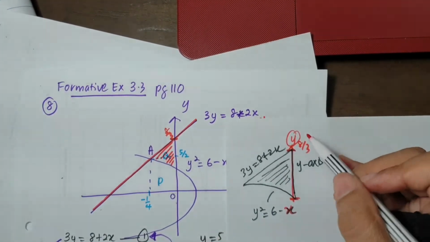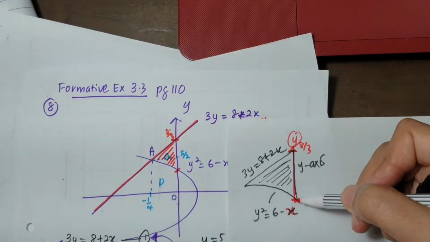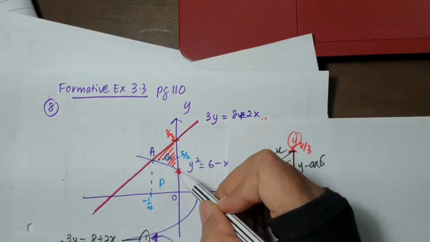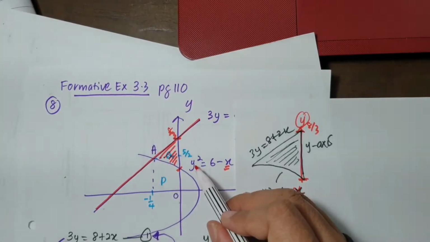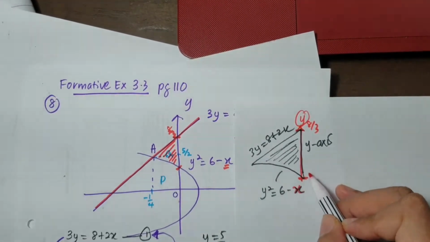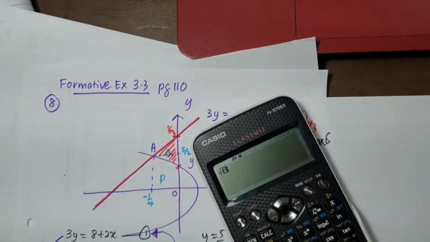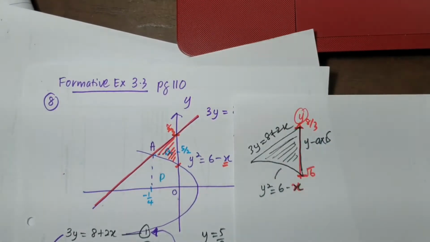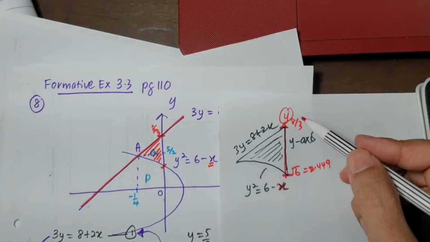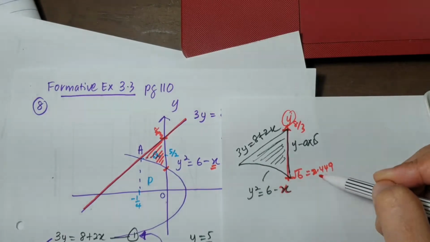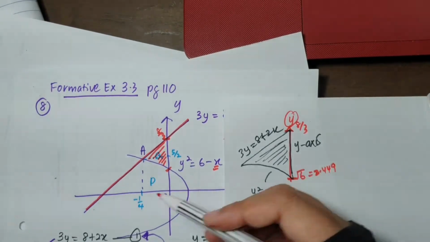If you choose bounded by the y-axis, the limit is on the y-axis, so you need to find the value here. Substitute into the equation of the curve, x is 0, so you have y squared equals 6. It is square root 6, which is a decimal, 2.449. I think it is rather difficult because we will get decimals. So I think it is better we choose area bounded by the x-axis.